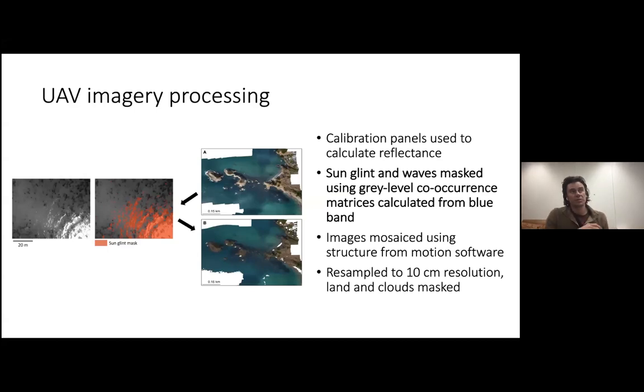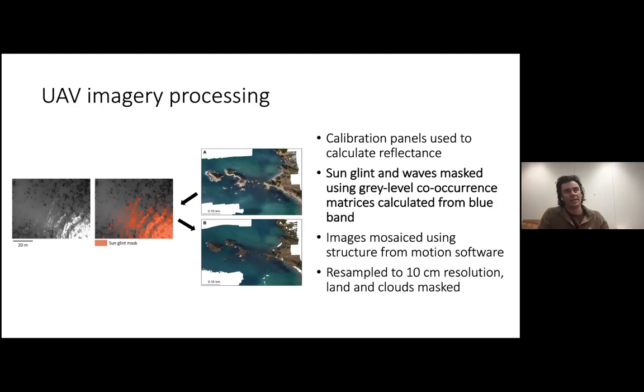Basically, the way this works is we fly the drone over a lawnmower style pattern. We collect hundreds of images and then use structure from motion software to stitch them into one large orthomosaic. Before that, we mask out the sun glint and waves using gray level co-occurrence matrices, which basically pick out contiguous areas of really high reflectance in the blue. Kelp has a low reflectance in the blue. And so that's picking up these bright sun glint and wave targets, and it helps standardize the imagery.